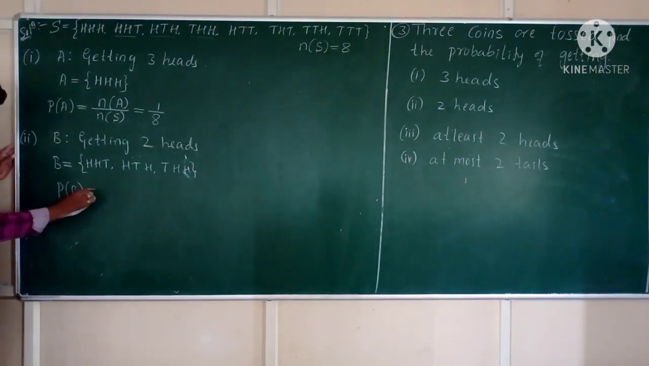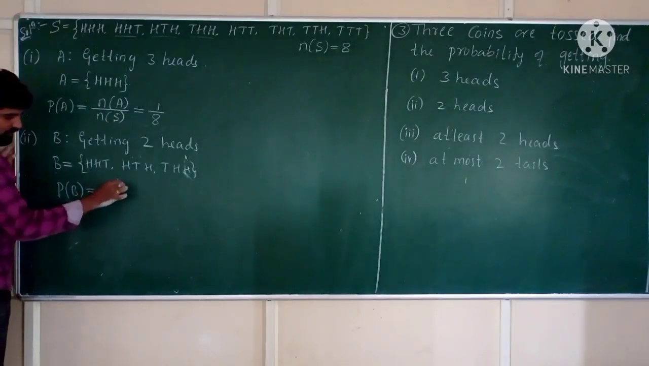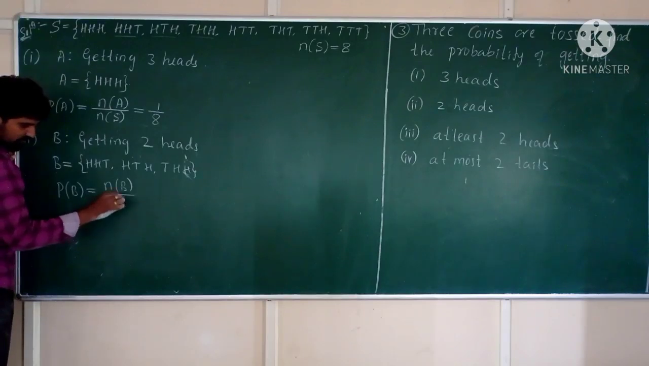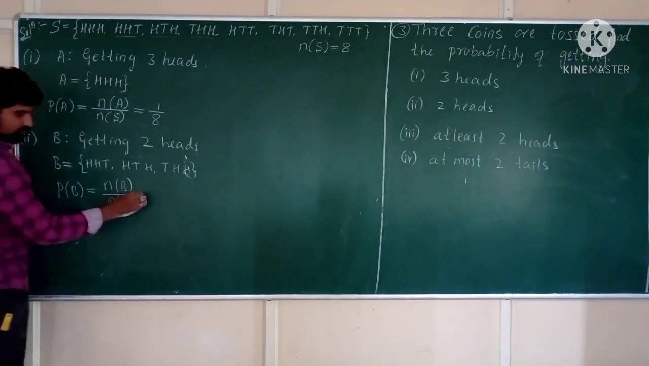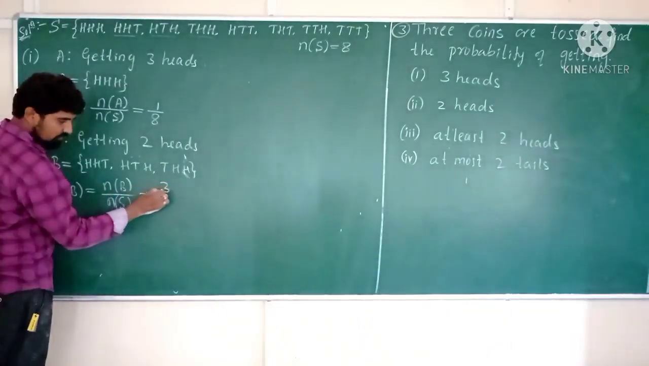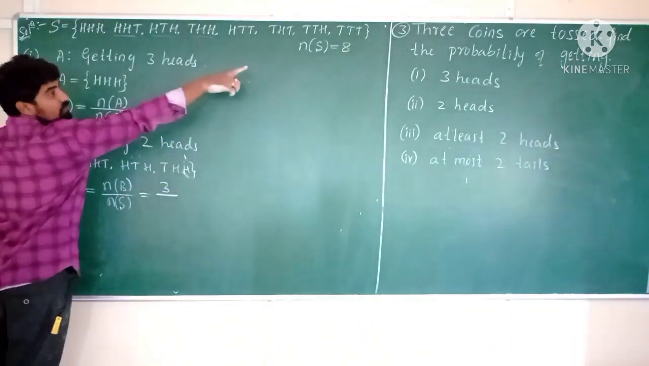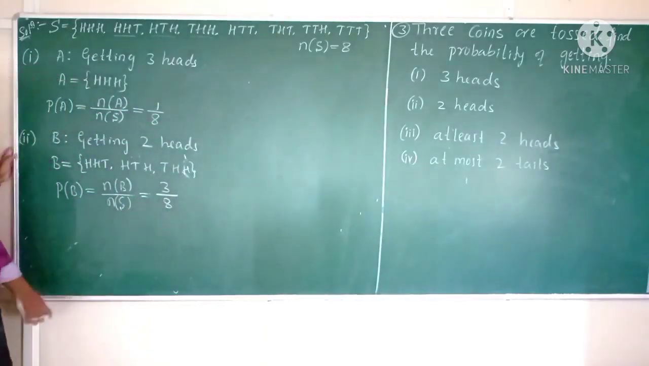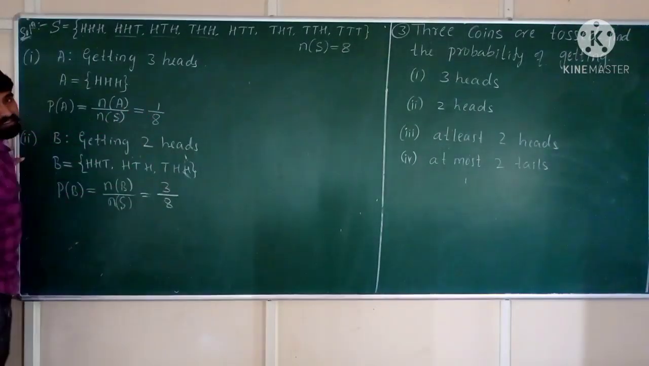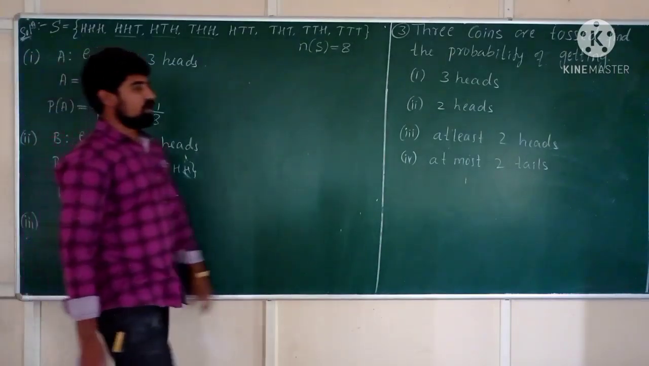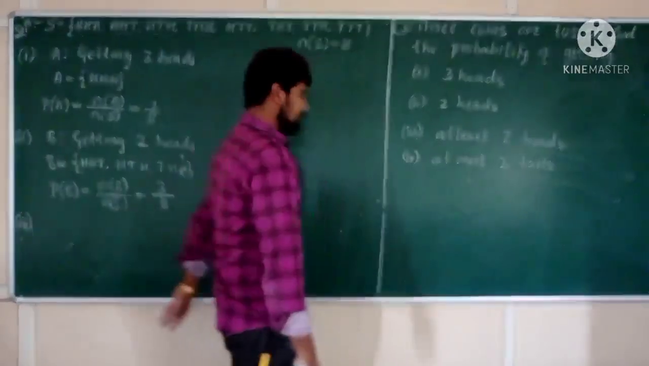Therefore, the probability of the event B is given by the number of outcomes present in the event B divided by the total number of outcomes present in the sample space, which is equal to 3 outcomes in event B, therefore 3, divided by 8 outcomes in the sample space. Therefore, 3 by 8 is the probability of getting 2 heads when a coin is tossed thrice. Now the third question. We need to find the probability of getting at least 2 heads.